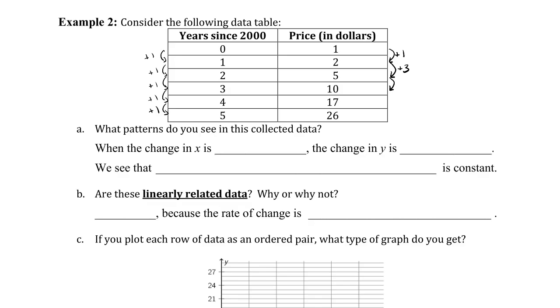5 plus 5 is 10. 10 plus 7 is 17. 17 plus 9 is 26. So we see that when we go down a row, we're adding all different numbers. But there's a pattern to those numbers. The numbers that we're adding themselves go up by 2.